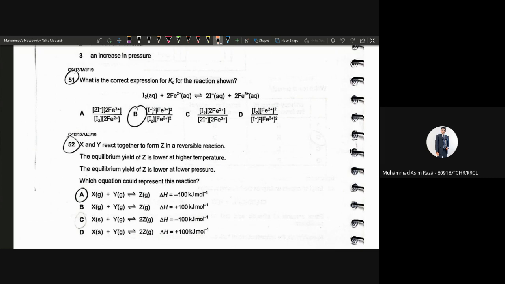Equilibrium yield of Z is lower at higher temperature. इसका मतलब है कि this is an exothermic reaction. It does not support high temperature, so it is an exothermic reaction. So either A or C can be the right answer. And then he says that equilibrium yield of Z is lower at a lower pressure. So it means the number of moles on the product side are lesser, because at low pressure the yield is directly proportional to pressure.